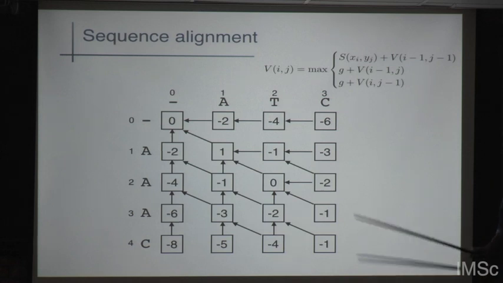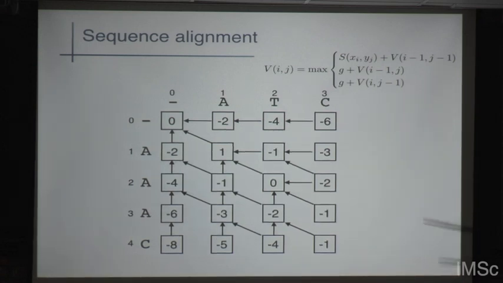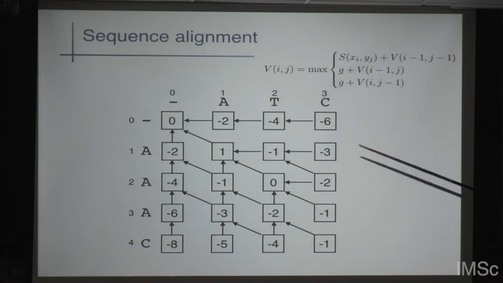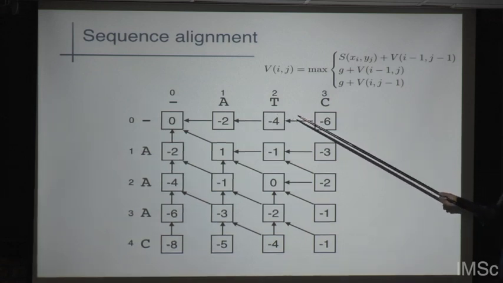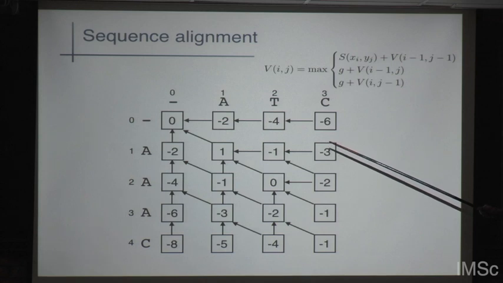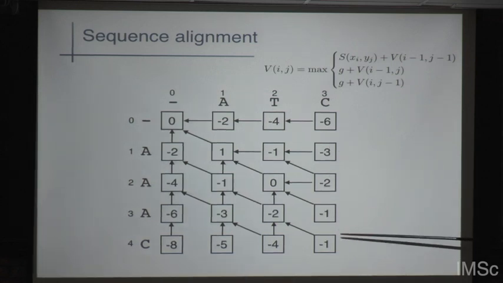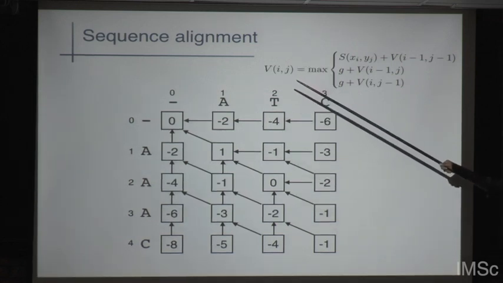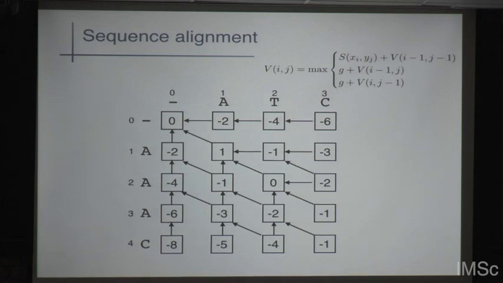So filling up the matrix is fairly trivial. You just have to follow just two for loops, no? A for loop for the row and a for loop for the column, or whichever way you want to fill it up. And the tricky part is getting back the alignment.